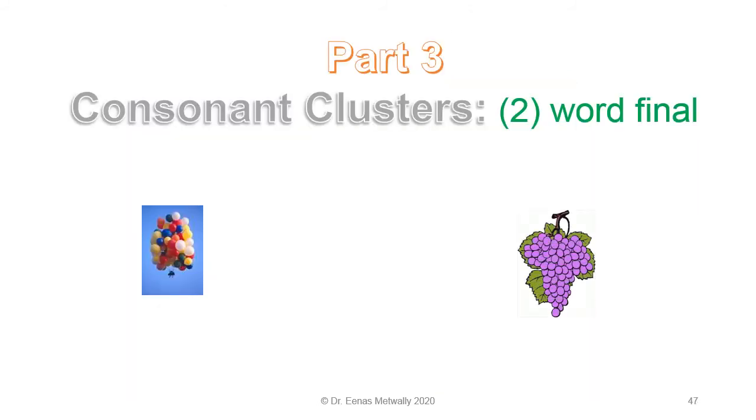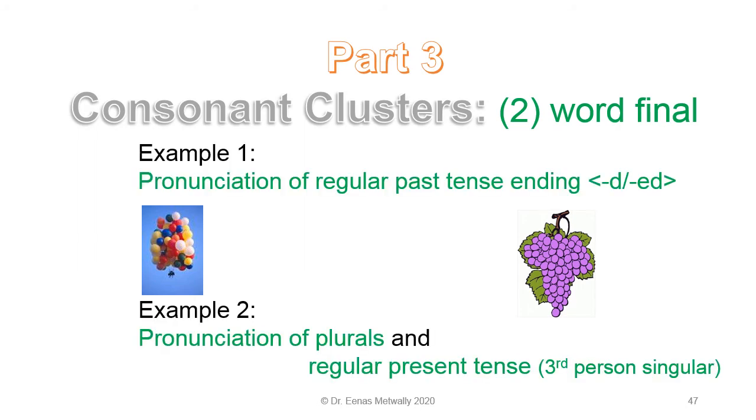Now we've reached part 3 of the video, consonant clusters, where we have consonant, consonant, consonant, consonant, consonant, no vowels in between. Today we focus on word final consonant clusters, especially the pronunciation of the regular past tense ending d or ed in writing, and the pronunciation of plurals and regular present tense third person singular.